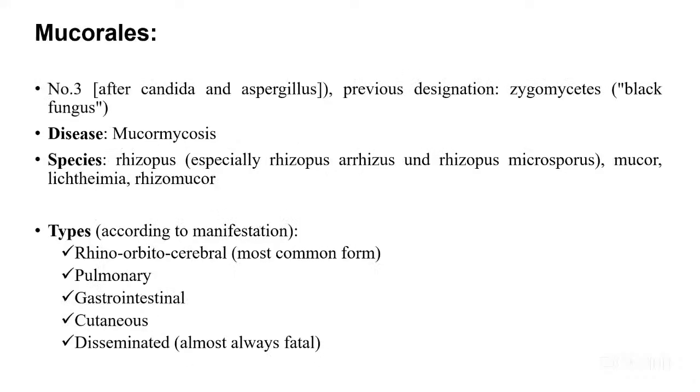Mucormycosis is the third most common after Candida and Aspergillus. The species is Rhizopus, and types are the rhino-orbito-cerebral, which is the most common type, causing swelling, redness, and pain in the face, orbit, possibly blindness also. Second is the pulmonary type, then gastrointestinal, then cutaneous, then the disseminated form, which shows the highest, which is fatal and high mortality. It is common in the immunosuppressed patient.